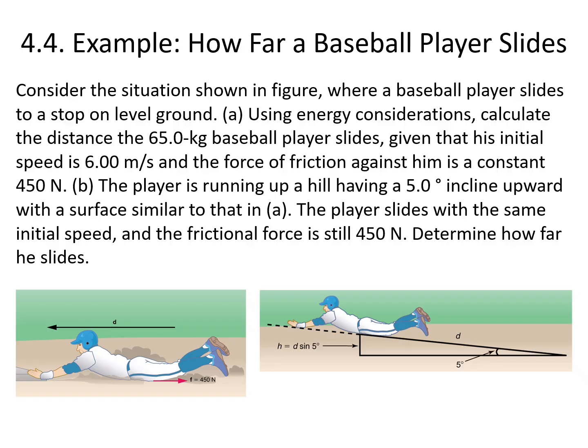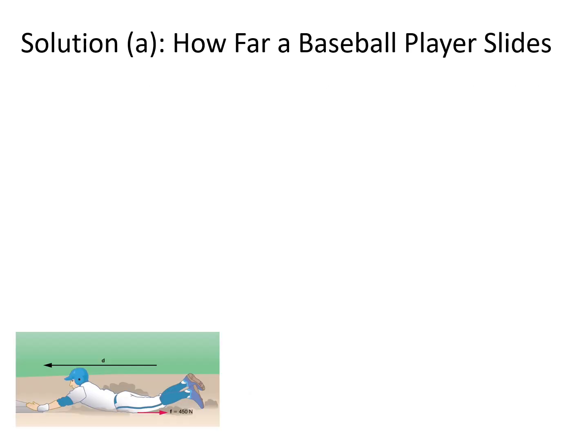Slides to a stop means the final speed is 0. On level ground, delta PE is 0. On the incline, delta PE is positive because the player gains height. Before solving, predict the result. The uphill distance should be shorter because both friction and gravity help remove the initial kinetic energy.